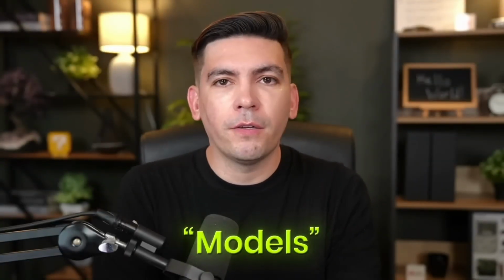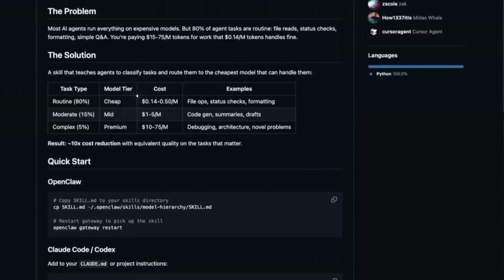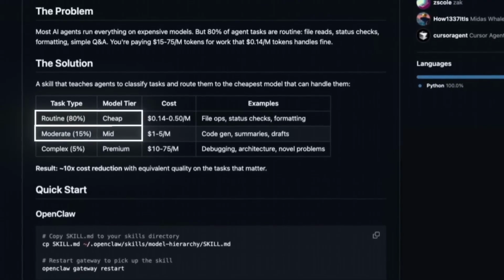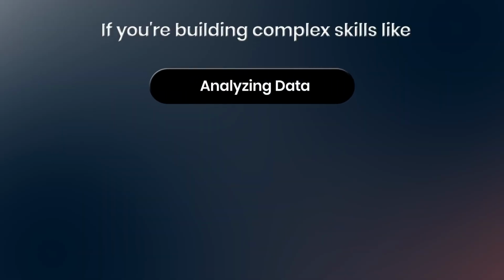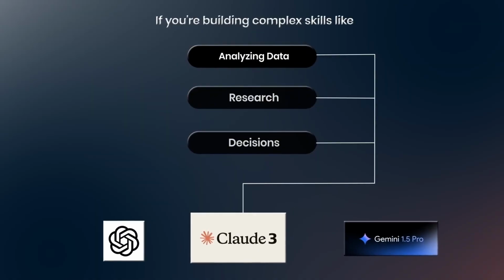Next, let's talk about models, because this is something beginners don't really understand too well. Not all models are the same. Some are faster and cheaper, some are slower and smarter. So if you're using something like a small task, make sure to use a cheaper model. If you're doing something more complex, you can always switch to a more advanced model. If you're building complex skills like analyzing data, doing research, or making decisions, you're gonna want a stronger model because it can actually think better.